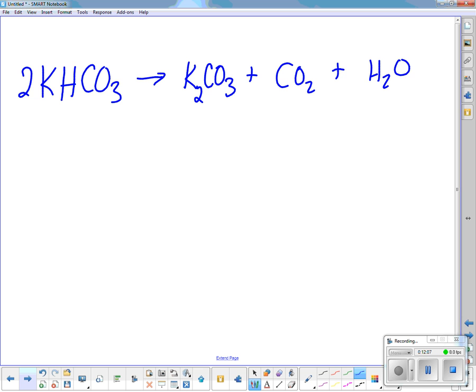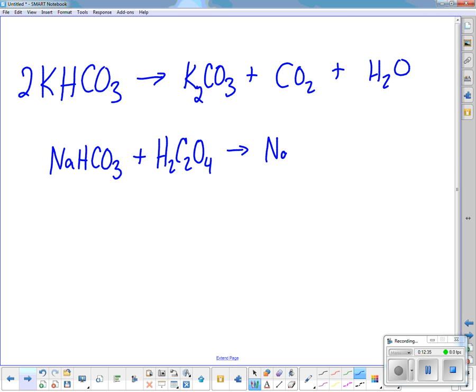Okay, number 16. Sodium hydrogen carbonate. That's sort of like this one, only that was potassium hydrogen carbonate, right? Sodium hydrogen carbonate plus oxalic acid, they gave it to us, H2C2O4. Yields sodium oxalate. Sodium is Na, oxalate is C2O4.